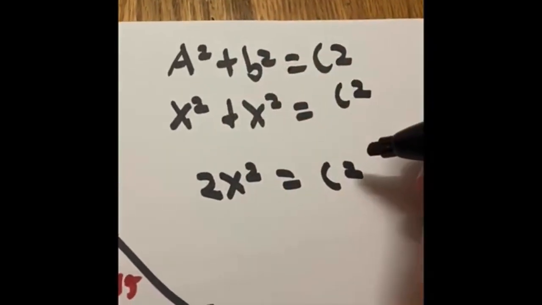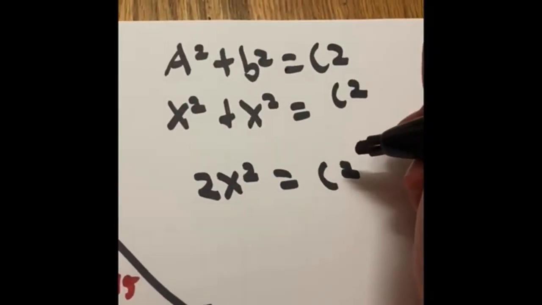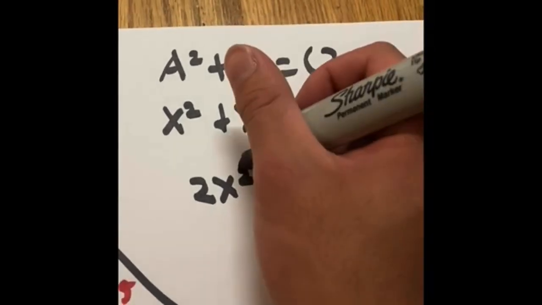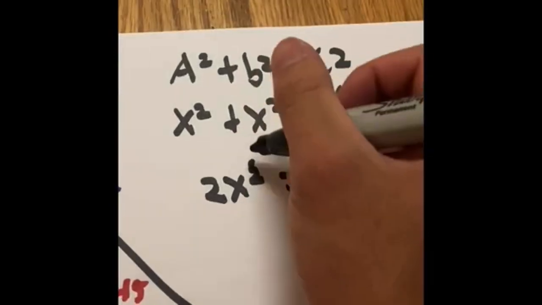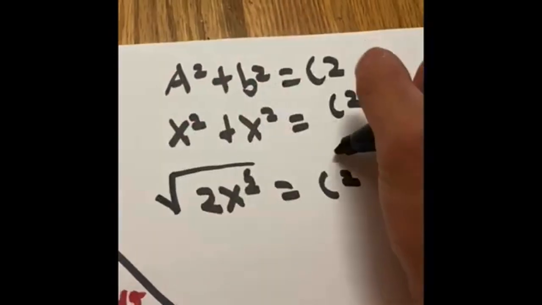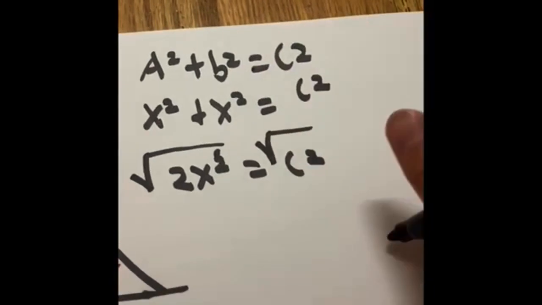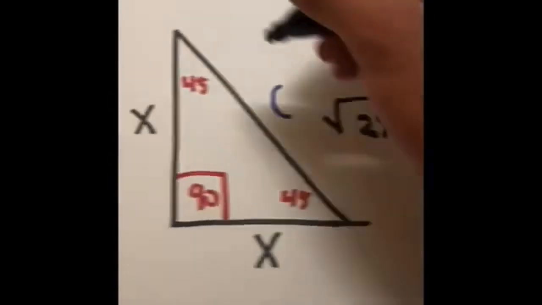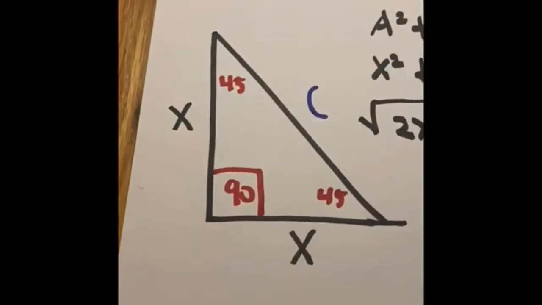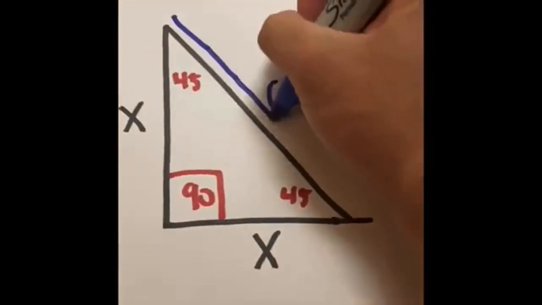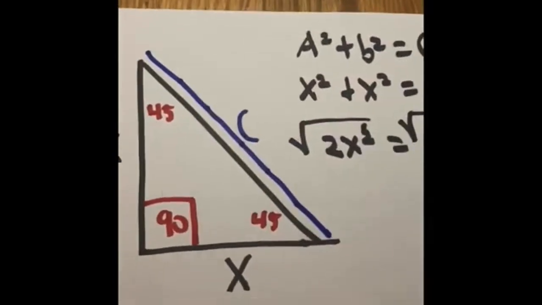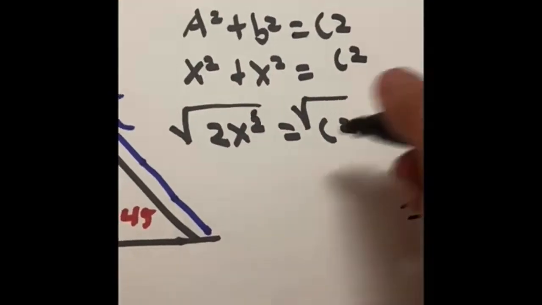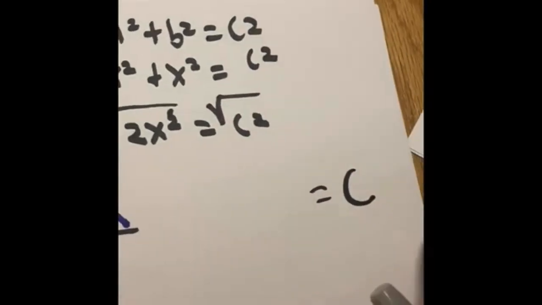But there's going to be a little bit of a problem. What we are going to do now is square root the 2x squared and square root the c squared. We are going to move c to the bottom because that represents our hypotenuse, right, this line. We're going to color it all the way in blue. Now, we have to do 2x squared and c squared. We already did our c right here.